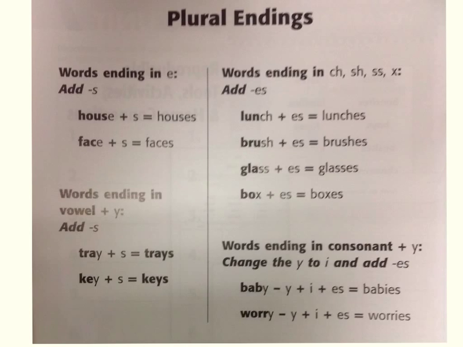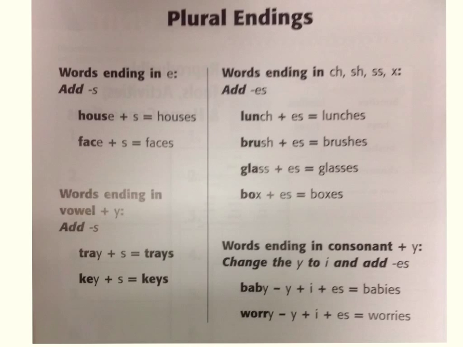Words ending in CH, SH, SS, or X, we add an ES. So for example, lunch ends in CH, so we add an ES and it turns into lunches. Words ending in a vowel plus a Y, we add an S. So for example, tray ends in a Y, so we just add an S and it turns into trays.